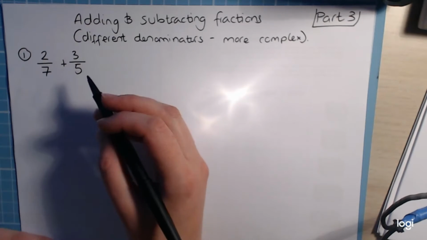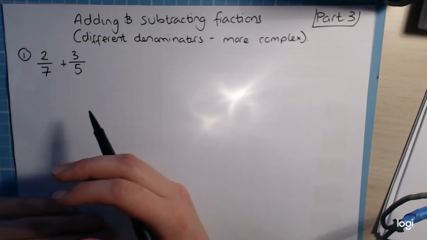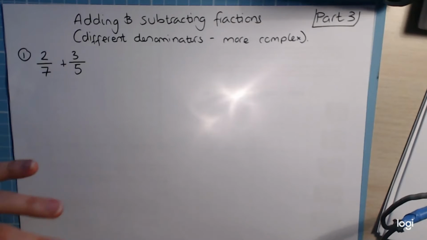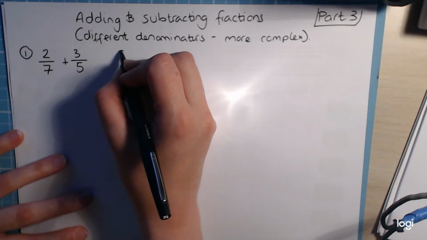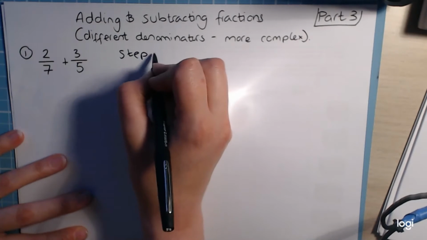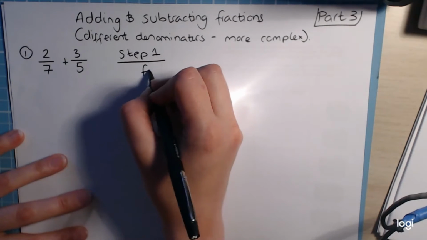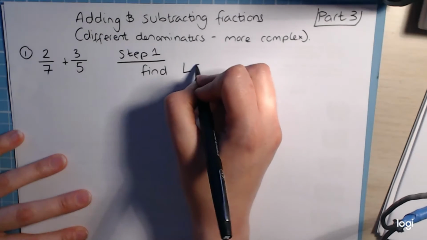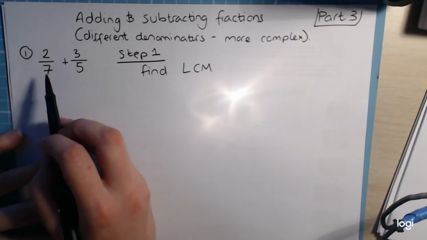It might even be worth writing down a few steps in your book in case you start to forget these, because once you move on to multiplying and dividing, people start to muddle them up a little bit. So let's write them out as steps perhaps. Step 1: find the lowest common multiple, of the denominators.